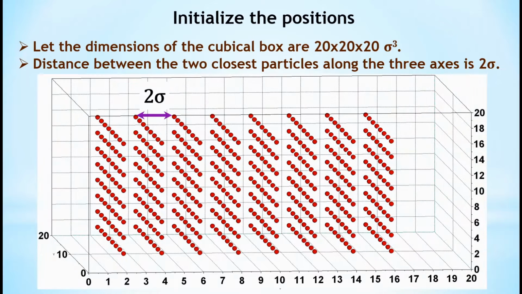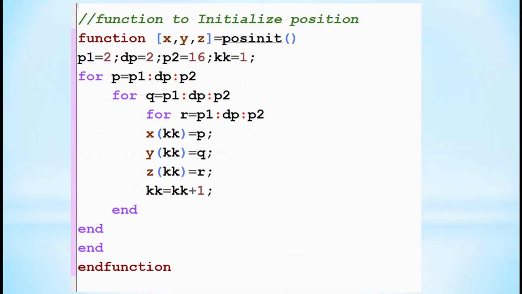Since the program for molecular dynamics simulations is going to be lengthy, we are going to divide it into small modules or functions. Let's write a function to initialize the positions. This is the code. We have defined a function. What we get at the output, x, y, z, position of the particles. The name of the function is POSINIT, short form for position initialization.